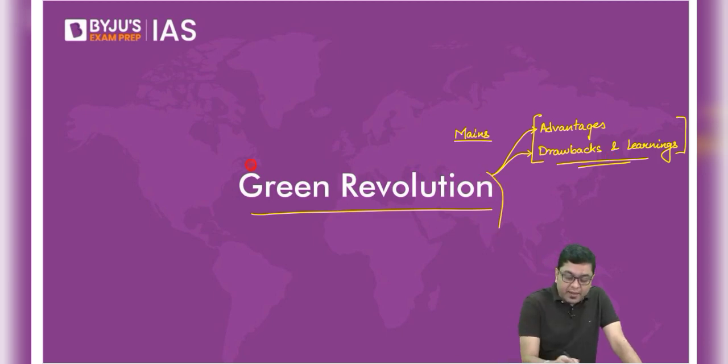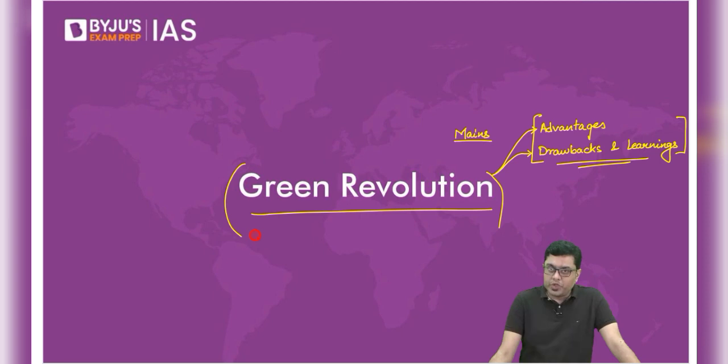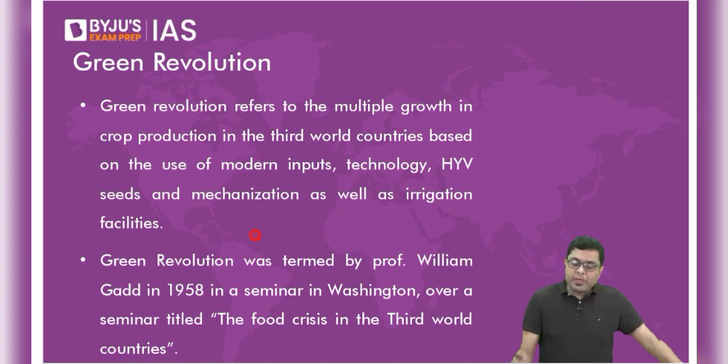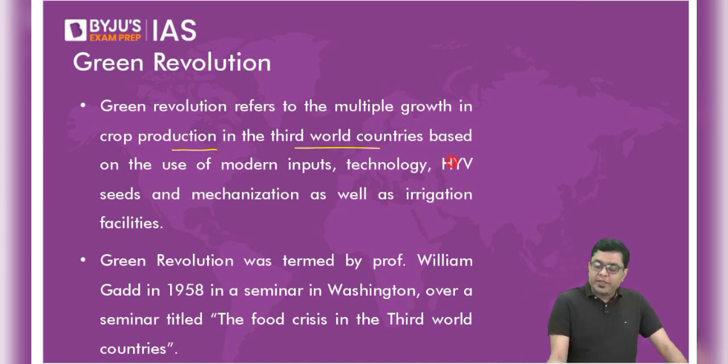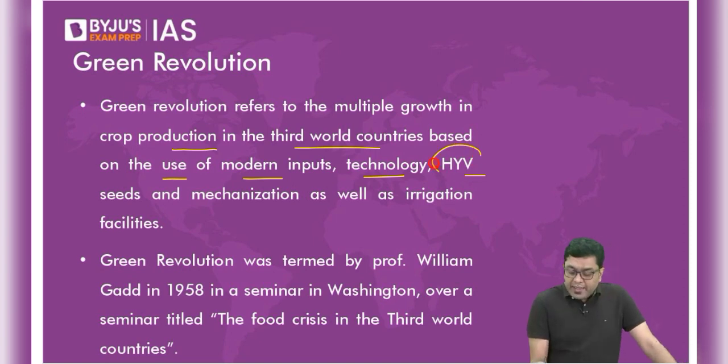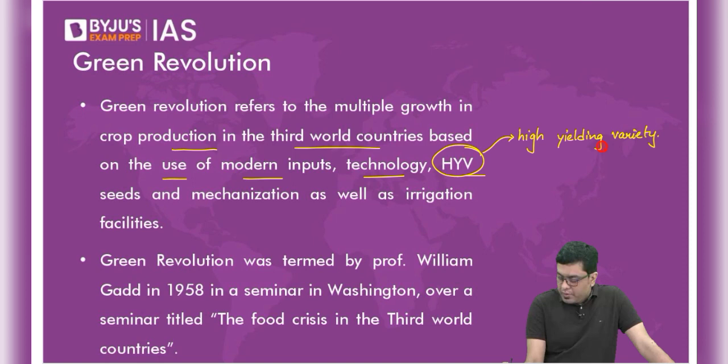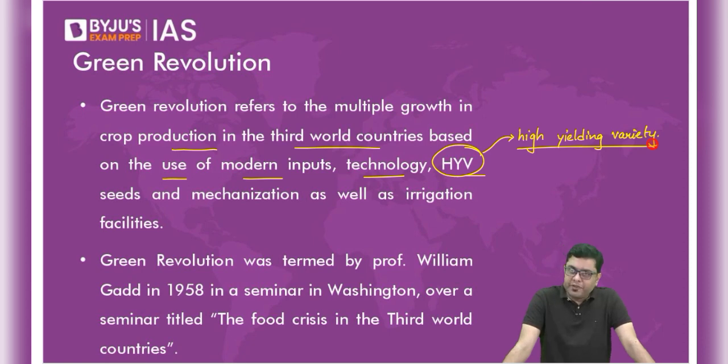Now that has provided certain learnings for us from this green revolution. So let us study this. Let us try to understand what this is and what the drawbacks of this are. Green revolution basically refers to the multiple growth in crop production in the third world countries, the less developed nations, based on the use of modern inputs, technology, high yielding variety of seeds, and mechanization as well as irrigation facilities. All of that, put together, will augment the productivity and the farm income.